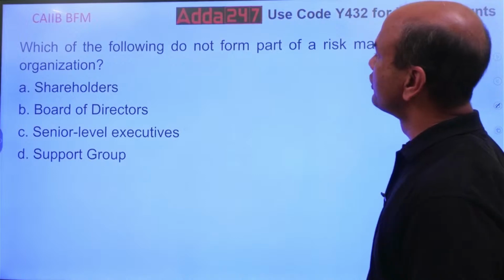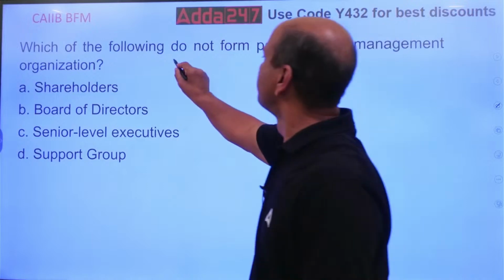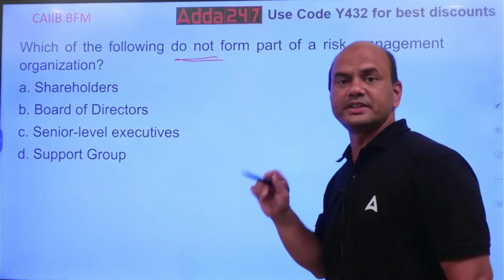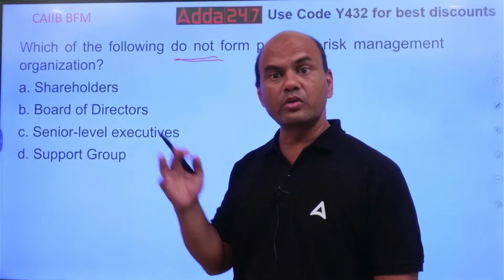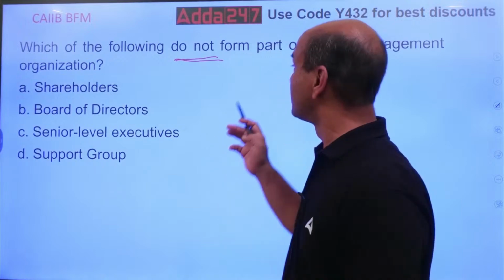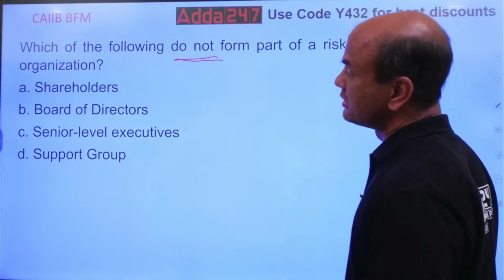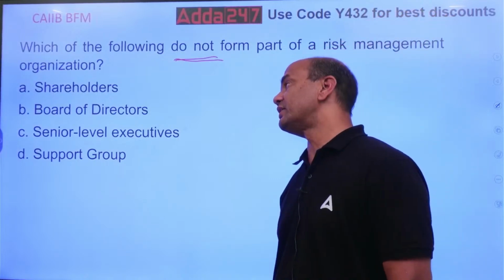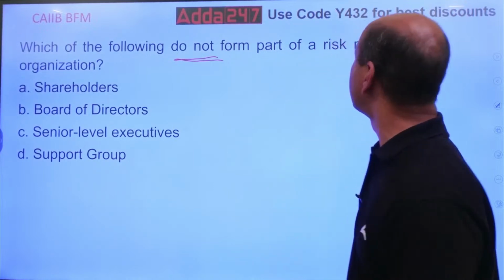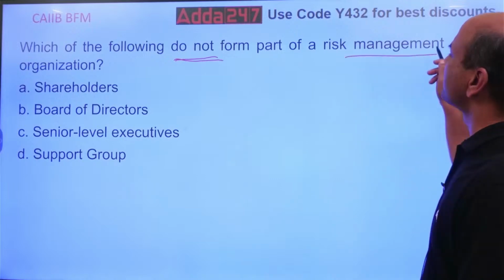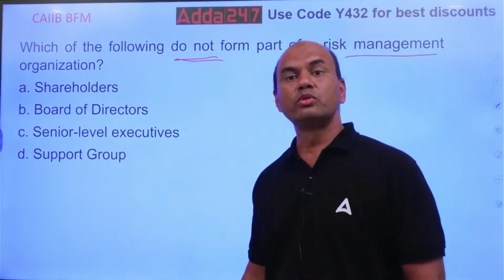Which of the following do not form the part of risk management organization? Now look at this. Do not form. Always in the exam you need to focus on what is asked: do form or do not form. That is what is to be checked. Shareholders, board of directors, senior level executives and support group: who do not form the part of risk management organization? Organization means framework. So who all are not the part?